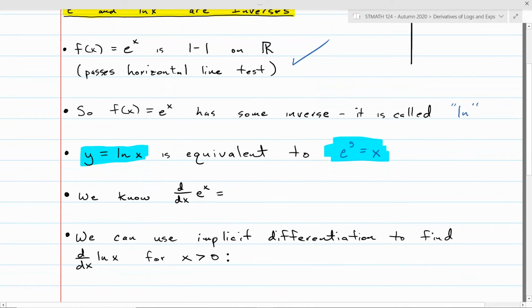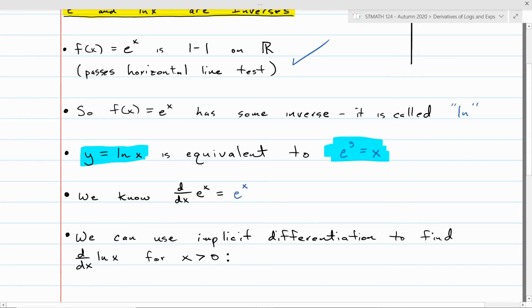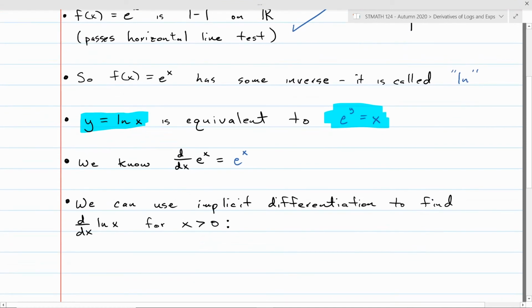Okay, now you might be thinking, I don't care. Why should I care that those two equations are equivalent to one another? That's going to be the centerpiece of how we get the derivative of the natural log function. See, we know that the derivative of e to the x is e to the x, right? That's just something we've already established. And I want to use that information, that I know the derivative of e to the x is e to the x, to find the derivative of natural log of x.